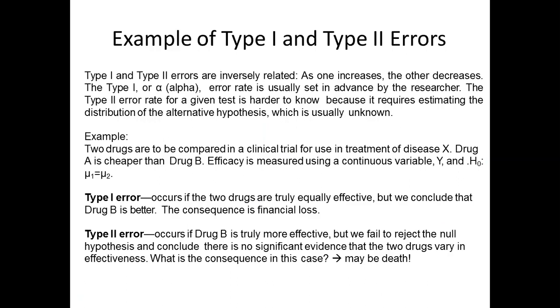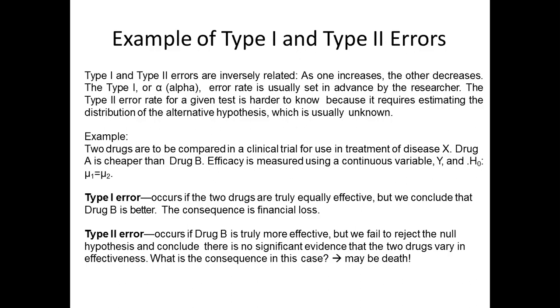Type 1 or alpha error rate is usually set in advance by the researcher. The type 2 error rate for a given test is harder to know because it requires estimating the distribution of the alternate hypothesis, which usually is not known. So what we are saying is that usually researchers focus on the alpha value, the sample size and the power of the test. They don't focus on the beta values because for beta we need to have the distribution of the alternate hypothesis, which we normally do not have.